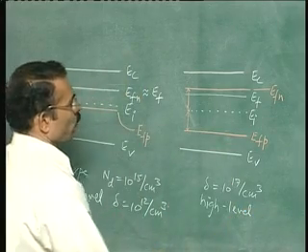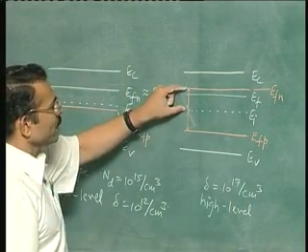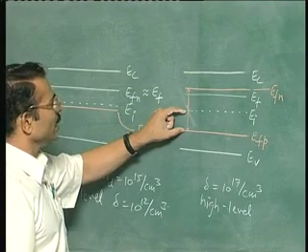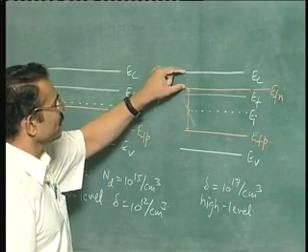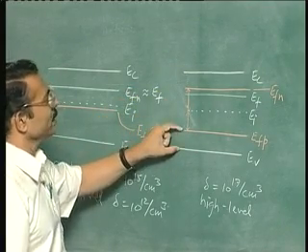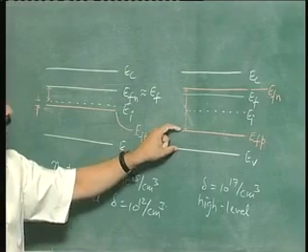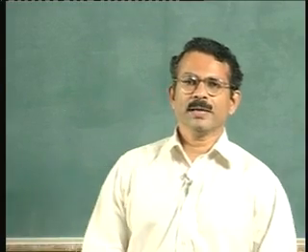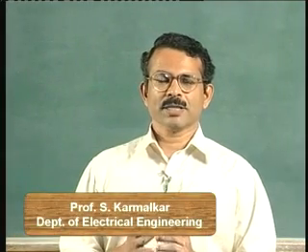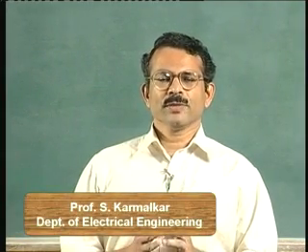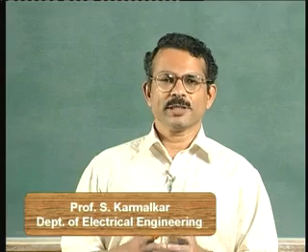So EFn minus EI is almost equal to EI minus EFp, or EC minus EFn is equal to EFp minus EV. That is the condition at high level. So the quasi-Fermi levels are situated symmetrically about EI under high injection level conditions. With this we have completed the discussion on quasi-Fermi level.